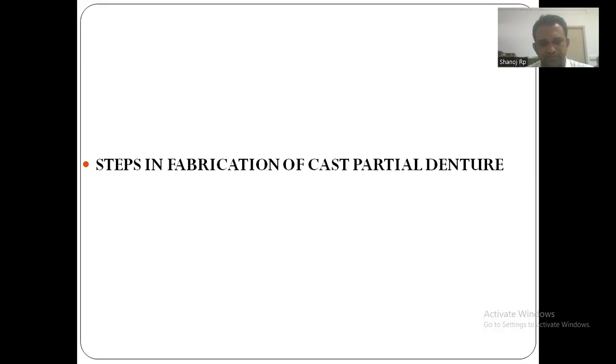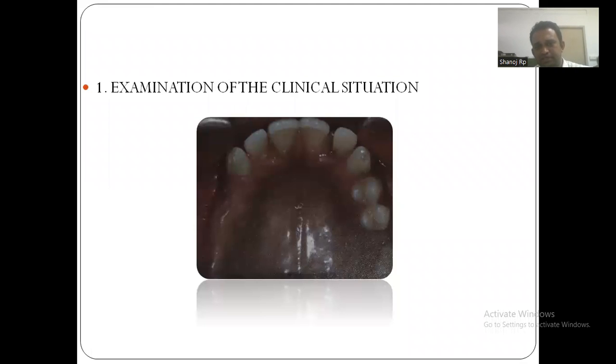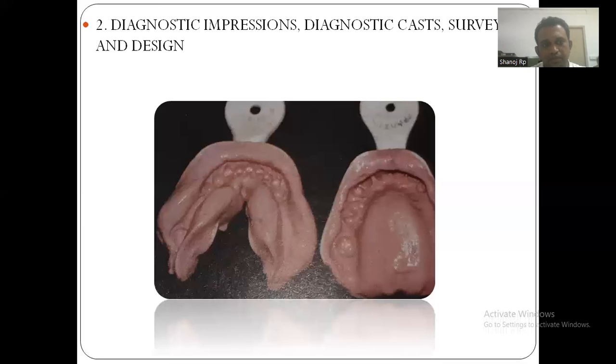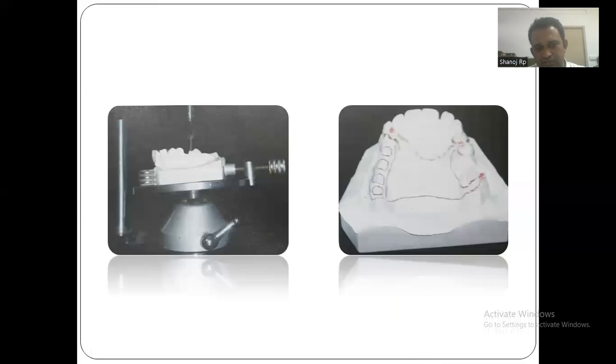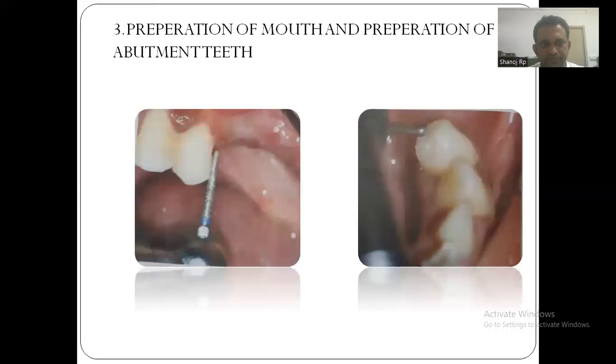Steps in fabrication of a cast partial denture. The initial step is examination of the clinical situation. It's called diagnosis and treatment planning, where you diagnose the situation and check the quality and the quantity of the abutment teeth and the residual ridge. Based on that, you come to the treatment plan, that is to give a cast partial denture. So first you take diagnostic impressions and make your diagnostic cast. After that, you do surveying. This is followed by mouth preparation.